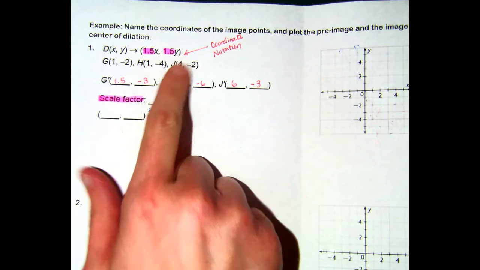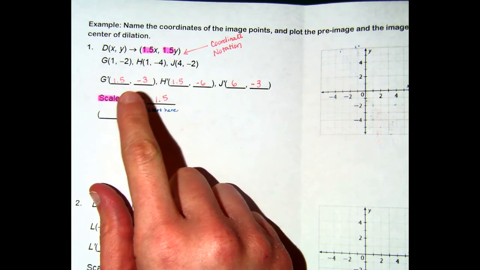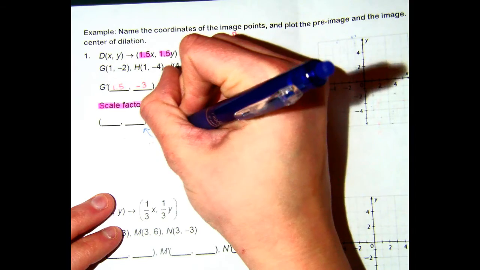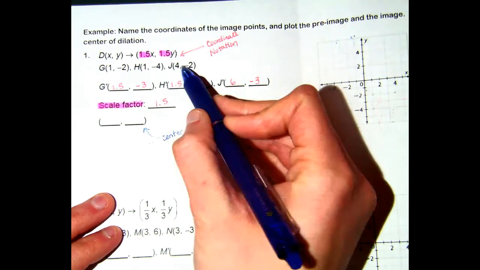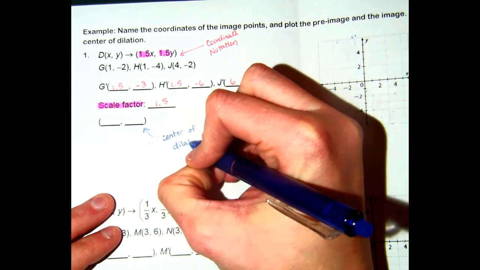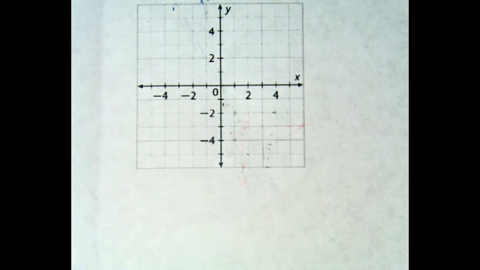Okay, now that we have talked about coordinate notation, found the scale factor, found our new coordinates for the image, we now are going to talk about the center of dilation, which is here. So this is called center of dilation, and we're going to find that by graphing the pre-image and its image. So that's our last step here, is to find the center of dilation. So we're going to scoot over. We're going to graph this to find the center of dilation.